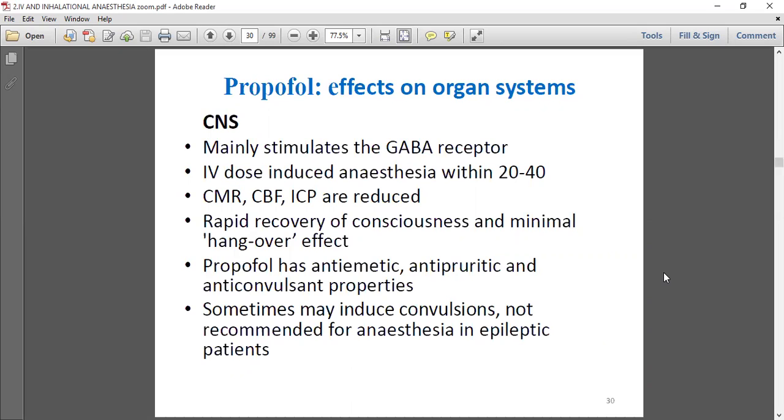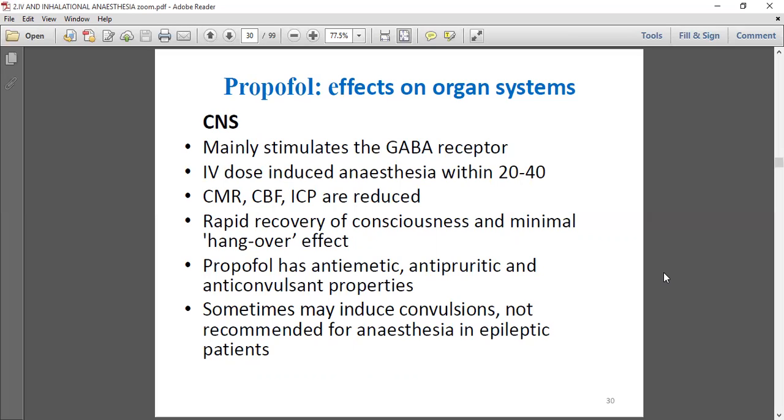So, IV dose induced anesthesia occurs within 20 to 40, no, I think seconds, right? Because it's a fast drug. I tried to check, but I didn't write these things and I've forgotten them. Then, cerebral metabolic rate, cerebral blood flow, and intracranial pressure are decreased. There is rapid recovery of consciousness and minimal hangover effects.